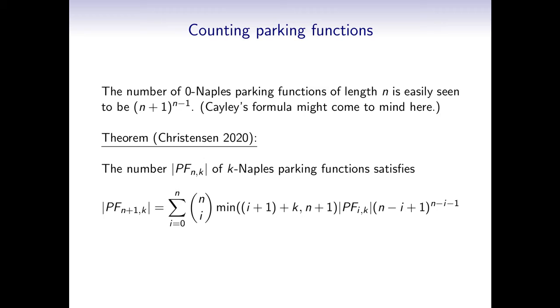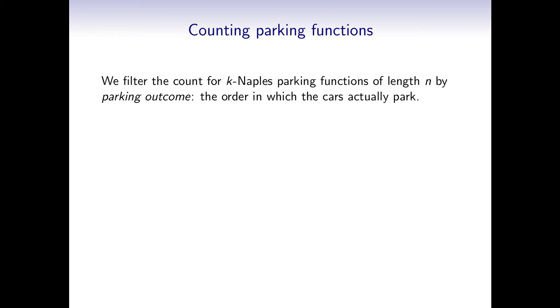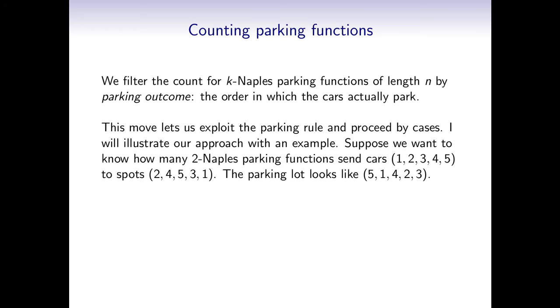However, the best we have for k-Naples in general is this rather unwieldy recursion, that the number pf_{n,k} of k-Naples parking functions satisfies this relation, which isn't very nice. So what can we do to try to count them a different way than Christensen did? We filter the count by the outcome. So for each way the cars finally park, how many ways could they have parked that way? This will let us use the parking rule and proceed by cases.